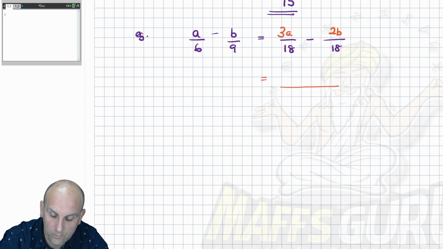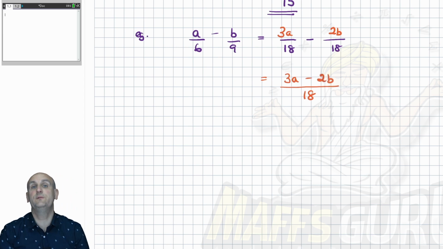So I can now write one fraction with an 18. I've got 3 apples minus 2 bananas. Can I simplify that? Nope. Why? Because the apples and bananas are not like terms.